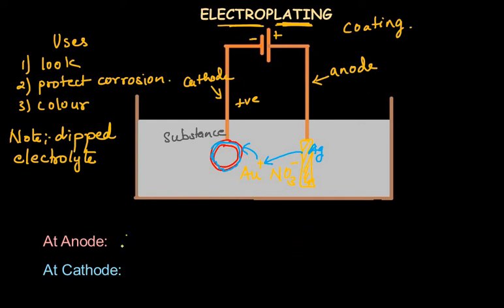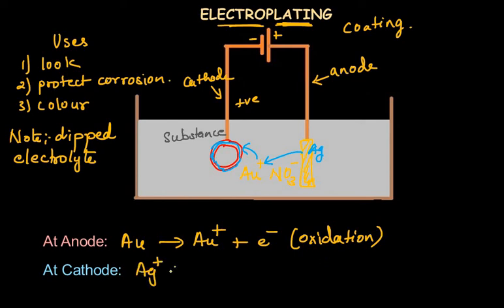At the anode, the gold atom is losing electrons to change into the gold ion. Losing of electrons is an oxidation process, so oxidation occurs at the anode. At the cathode, the gold ions accept electrons to make gold atoms which deposit on the bangle. Gaining of electrons is called reduction, and reduction occurs at the cathode.